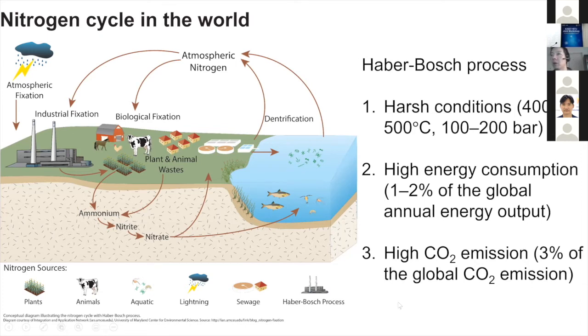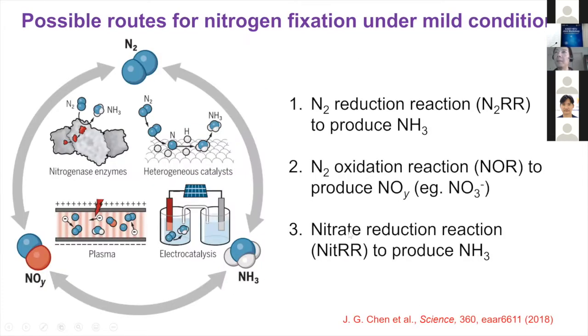Professor Chen Jingguang from Columbia University presented a very interesting perspective or review paper. They showed that there are different ways to do nitrogen fixation or the nitrogen cycle process. One of them is electrocatalysis. In this process, nitrogen can go through oxidation and reduction processes, and even nitrogen oxide and ammonia can be directly converted to each other.